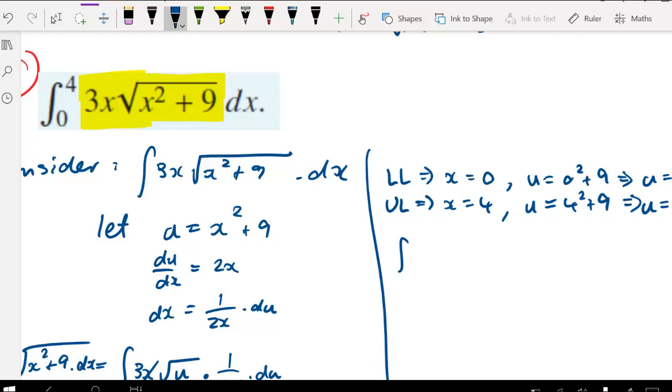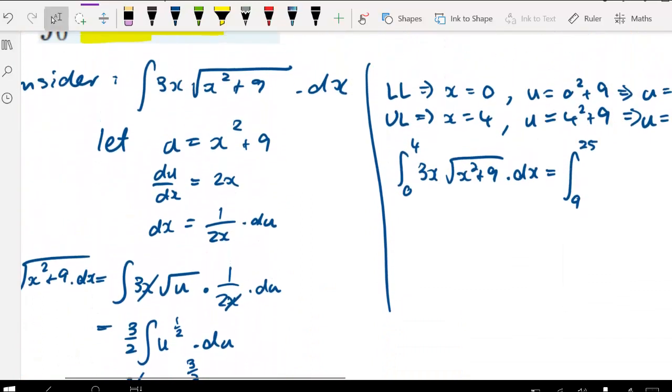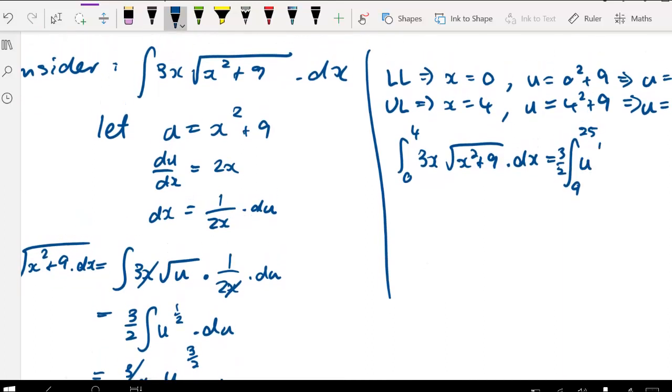and so we can say that the integral between 4 and 0 of 3x square root of x squared plus 9 with respect to x is the same as the integral between 25 and 9. And when we simplify this down, it was 3 on 2 u to the power of 1/2 du. Alright, this is going to be much easier now.